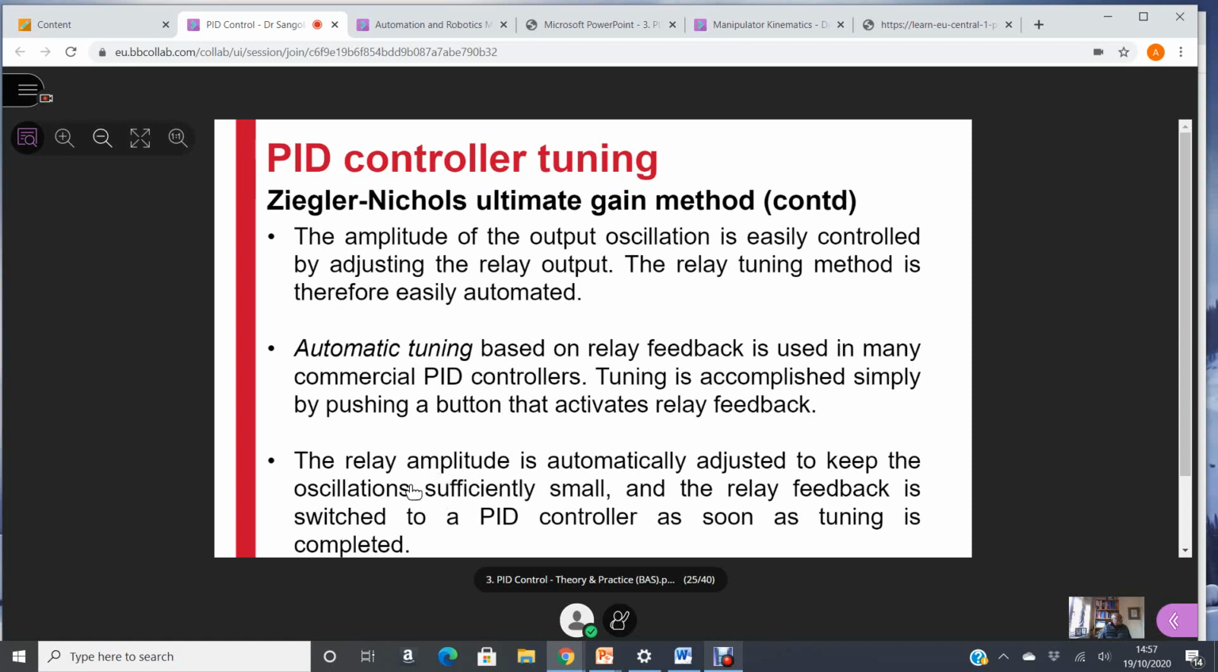Right. So the important thing is you will adjust the amplitude of the relay to keep the oscillations sufficiently small. In other words, the process output oscillations. You don't want them too wild. But that's during the tuning. Once the tuning is completed in the automatic tuning cases, then the relay feedback is switched out of the loop and the PID controller is switched in with the tuned gains calculated.